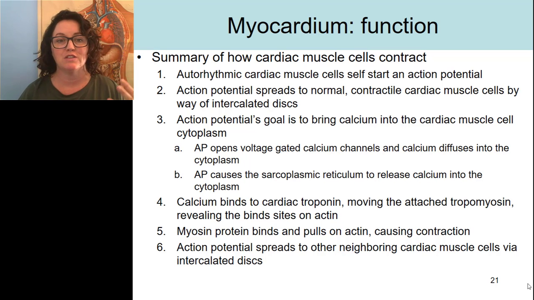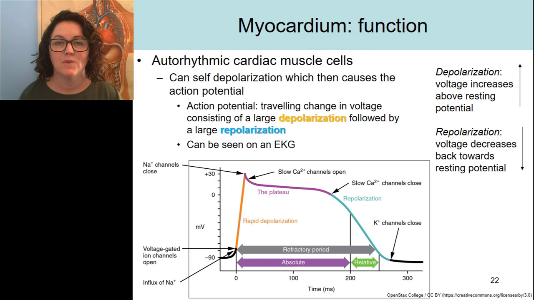So now let's take a look at some of these bits and pieces in more detail. We're not going to go into massive detail on the autorhythmic cardiac muscle cells because they're super complicated and we don't really need to know all those details anyway. But what we should understand is that the autorhythmic cardiac muscle cells are capable of self-depolarization. In order to get an action potential, you need a depolarization. So the self-depolarization is what is going to lead to the action potential, right?